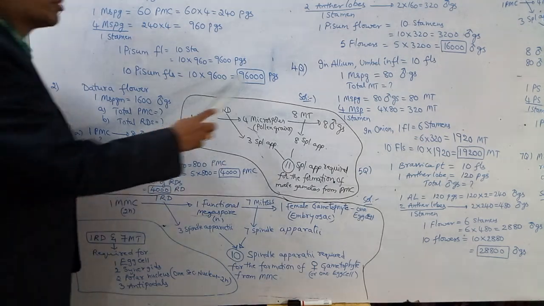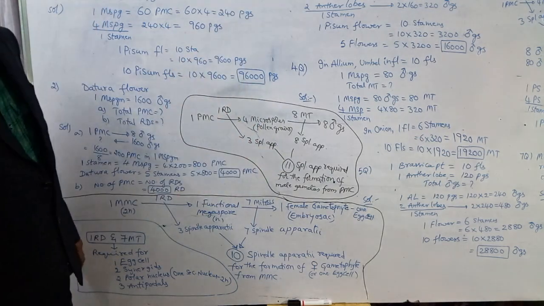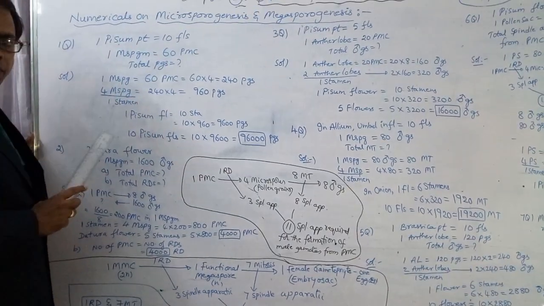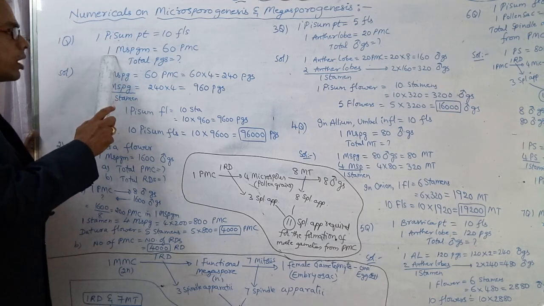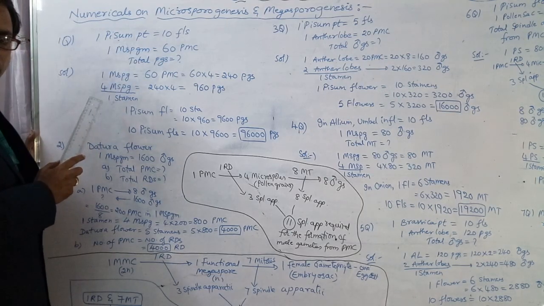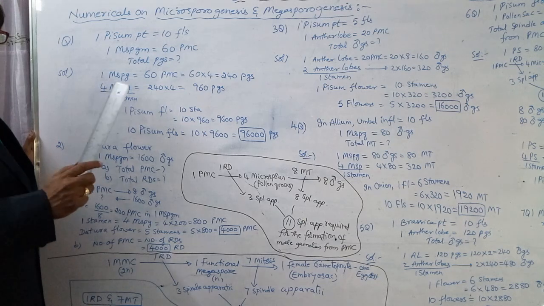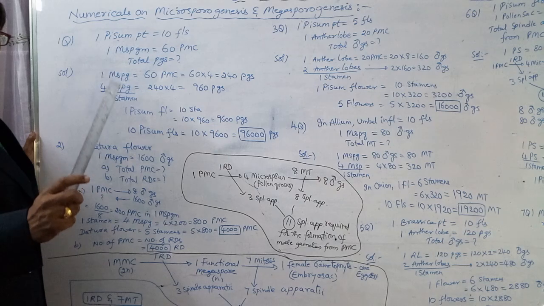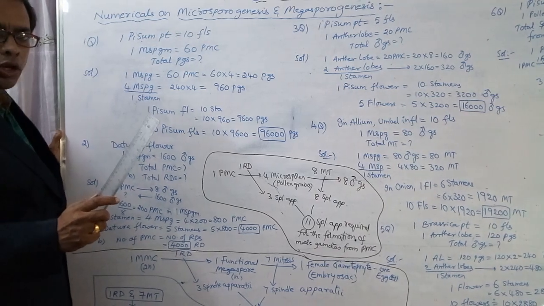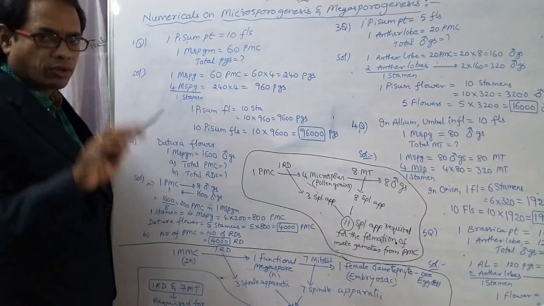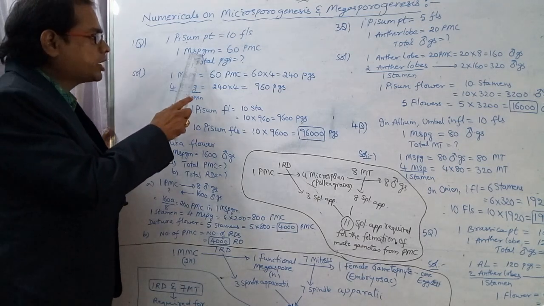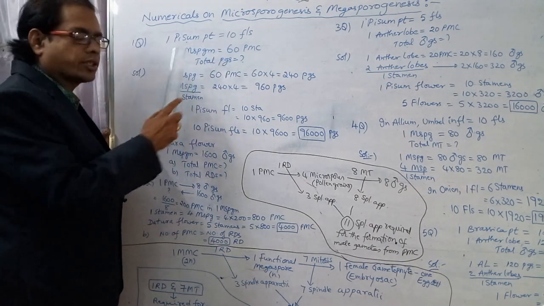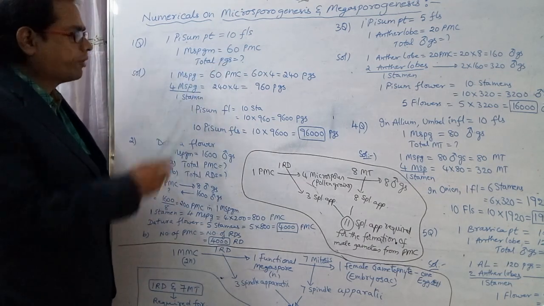Now we are going to discuss microsporogenesis problems. So one payasam plant contains 10 flowers. One microsporangium, also called pollen sac. Except Malvaceae, all plants are dithecous. Dithecous means number of anther lobes 2, pollen sacs 4. So one microsporangium or pollen sac contains 60 pollen mother cells. Total pollen grains found in them, we have to calculate.